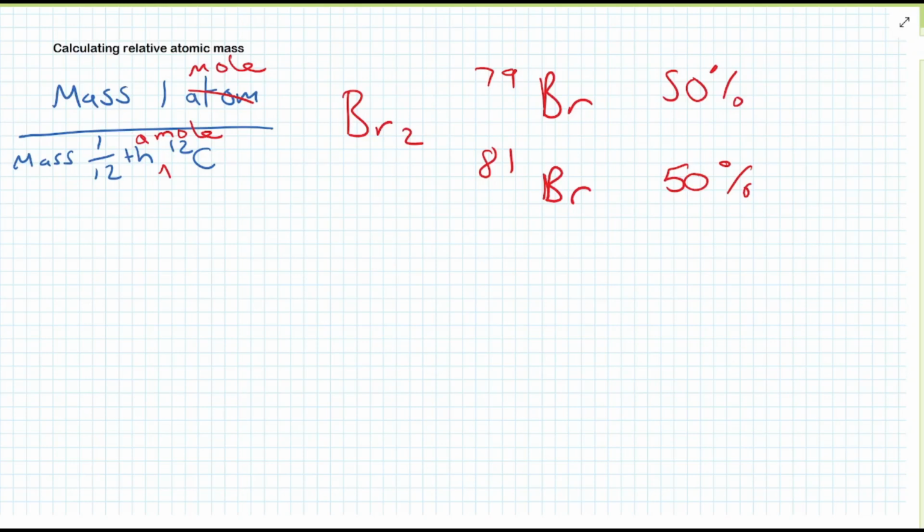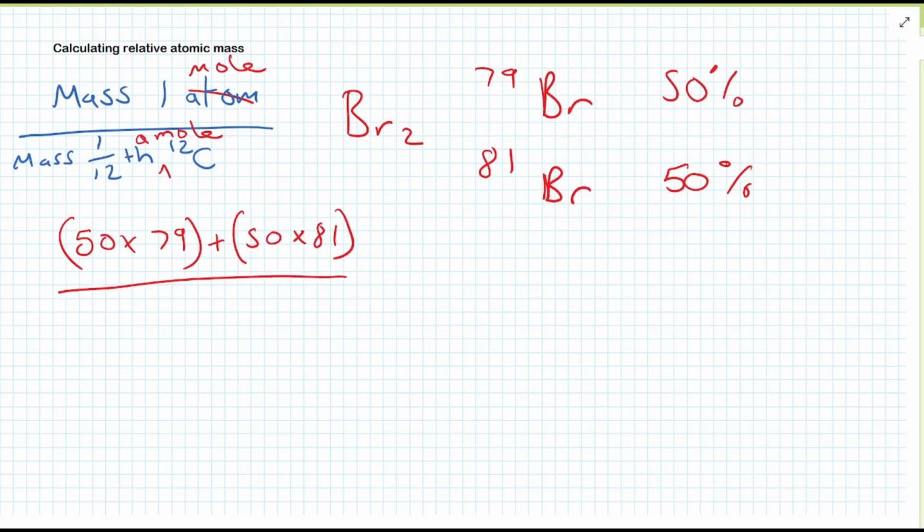What we're going to do is a weighted average. Okay, so the relative atomic mass of bromine is going to be the percentage 50 times the mass 79, added to the percentage 50 times 81, and then both of those are going to be divided by the total of these two numbers, which in this case is 100 because we're dealing with percentages.